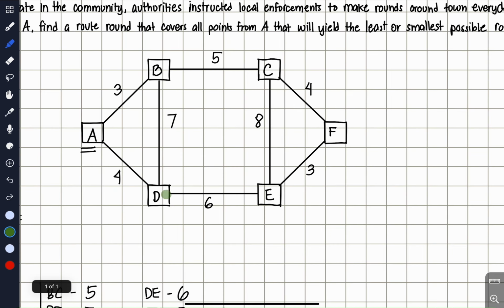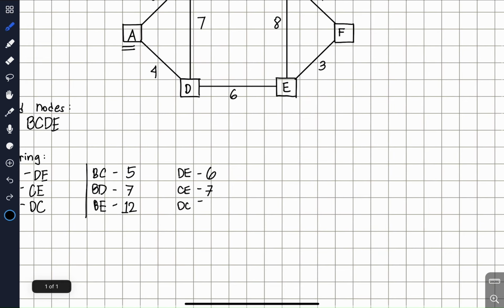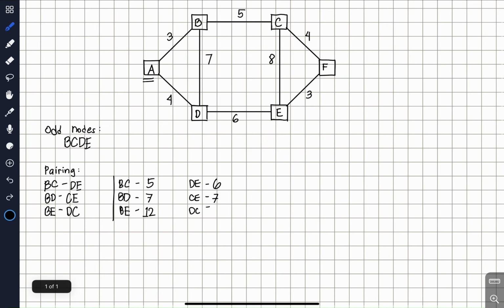Next, if it's D to E and E to F and F to C, we'll have 13. So we can say that 12 is the shortest possible distance from D to C. So we'll write 12.